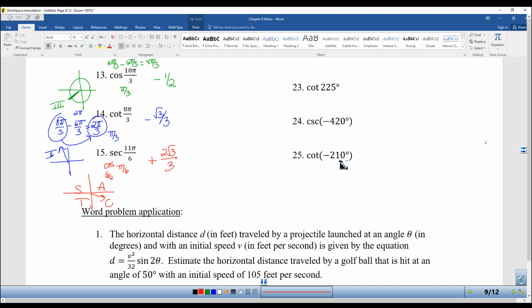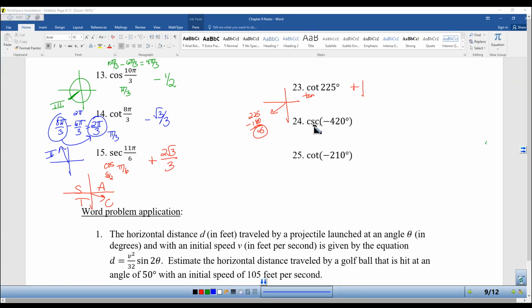Cotangent of 225. So we got 3 more degree ones to practice here. I'm going to be thinking about tangent. I'm going to be thinking about the quadrant, which is quadrant 3, so I know it's positive. And 225 minus 180 is going to give me 45, so my reference angle is 45. And tangent of 45 is 1, and therefore cotangent is also 1 because it flips.